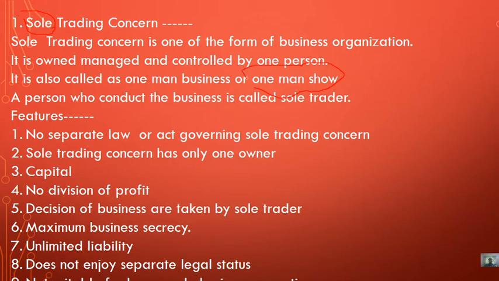Why is it called a one man show? Because all the decisions of the business firm are taken by a single person known as a sole trader. The person who conducts all the activities of the sole trading concern is known as sole trader, that is a single person. So the business which is owned, managed and controlled and run by one single person is known as sole trading concern.